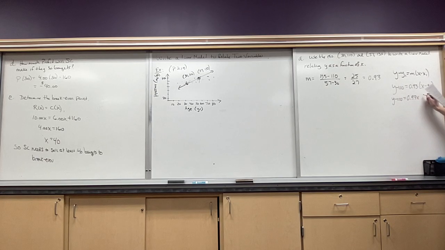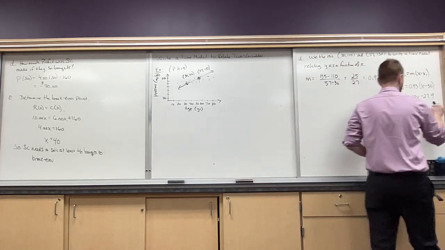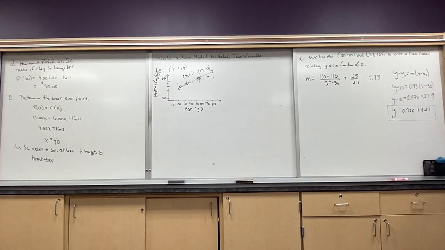I'll distribute. Okay. And like I said, you could use 57, 135. You're going to get to the same answer. And we're going to add the 110 over. And we get y equals 0.93x plus 82.1. Where's that marker? There it is. Now again, does that represent everything? No, it's just a prediction line that we can use. Not the most accurate prediction line because I picked the 2 points, but it's still a prediction line that we can use.